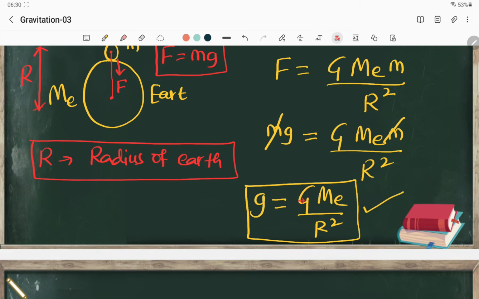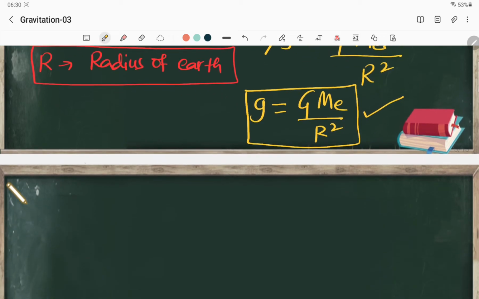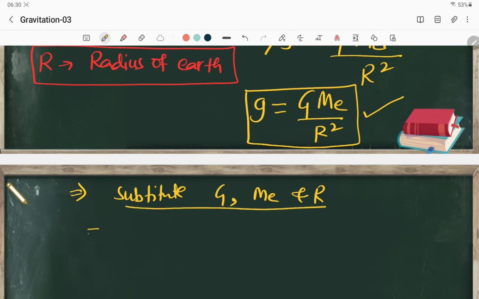Look at this formula. This value is constant, that is 6.674 into 10 to the power minus 11 Newton meter square per kg square, and the mass of earth is also constant. It is not that every day it is going to change, and the radius of earth is also constant. If all these are constant, this should also be constant. So when you substitute G, Me and r, you are going to get the acceleration due to gravity as 9.8.